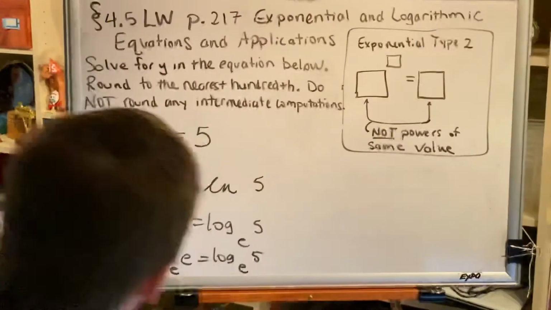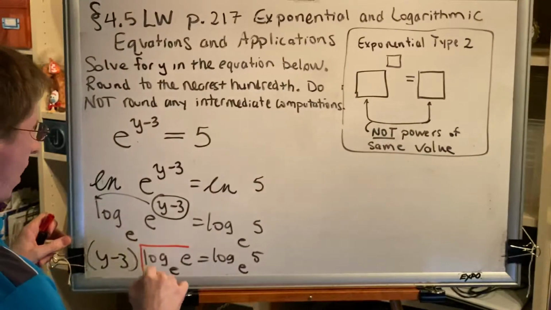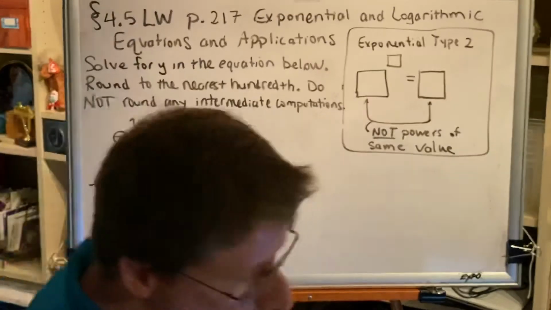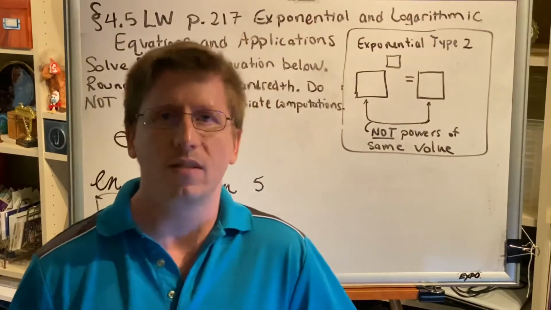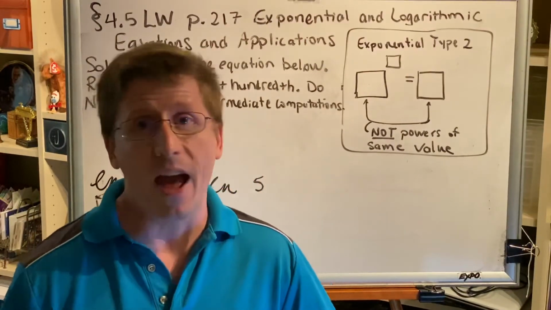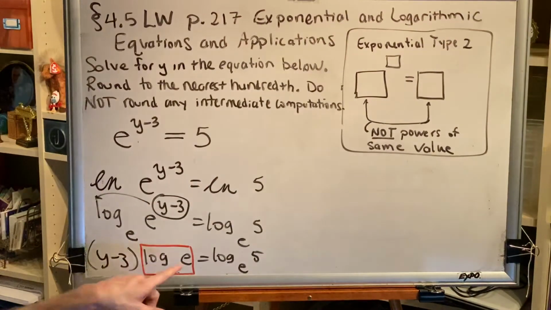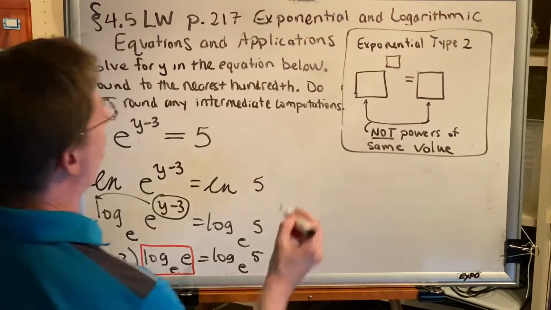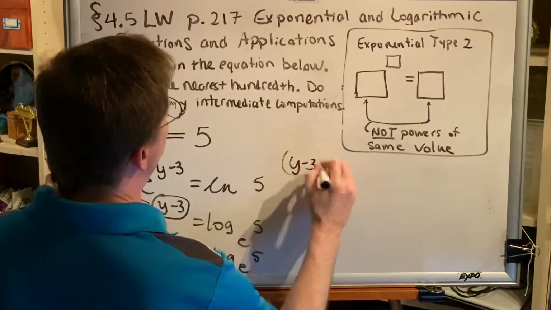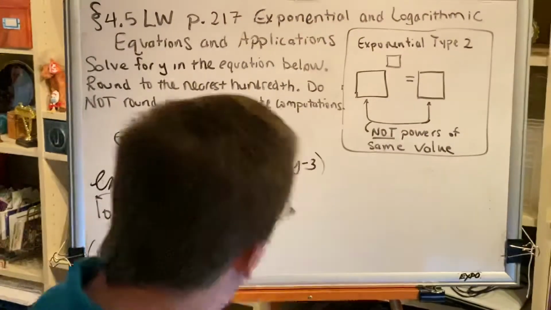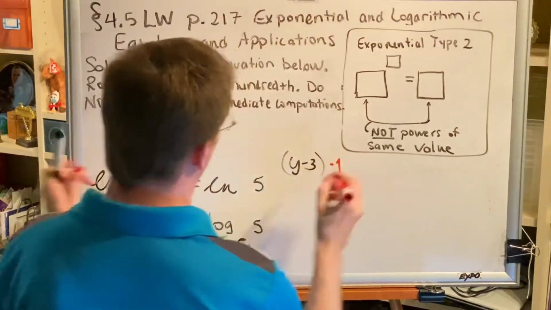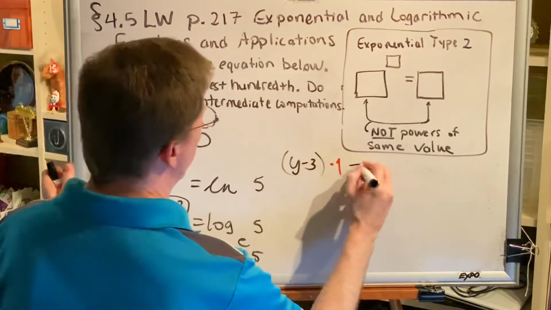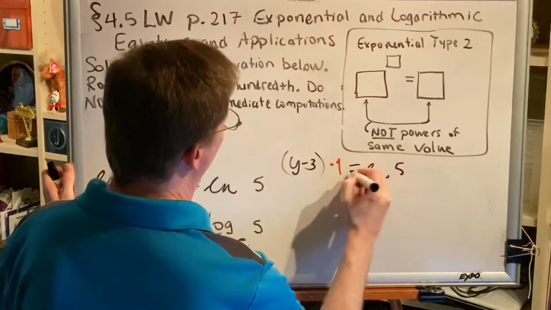And this is a moment where I look at my log and I say, oh, my base and my argument are both e. So can I rewrite that in a simpler form? And the answer is yes. What's the exponent that goes on base e to make e? 1. This is just a giant capital 1. So we have y minus 3 in parentheses times 1 equals, I'm going to put this back to the way it was, the natural log of 5.